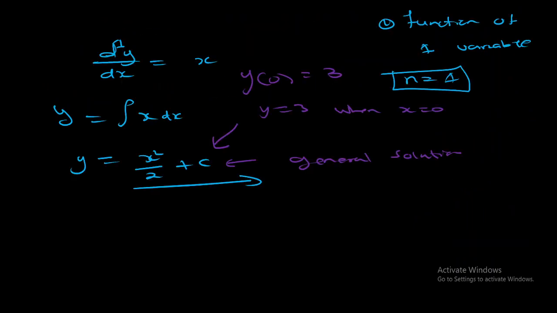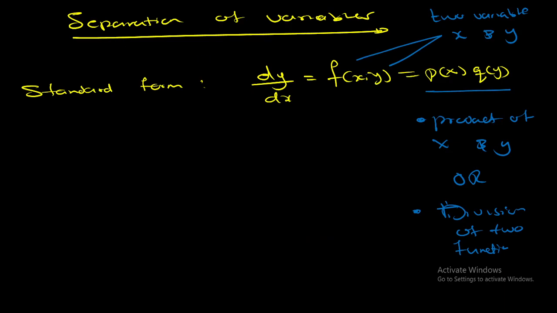So let's quickly look at an example. Same applies as with direct integration. The coefficient of dy over dx in separation of variables must always be 1. Let's quickly look at an example. Let's say you have dy over dx, which equals, let's just say, xy.